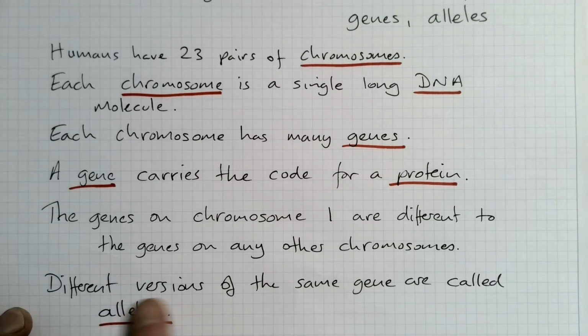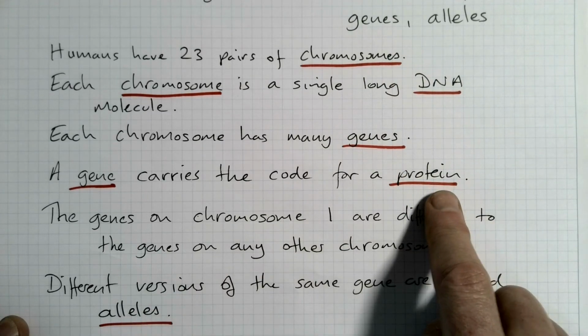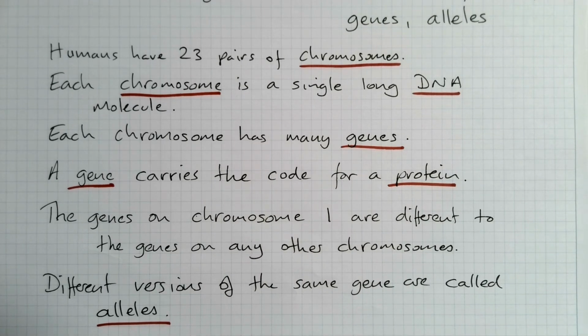And finally, different versions of the same gene are called alleles. And if there's only one copy of the gene in the human genome, then no individual can have more than two copies of that gene because they get one from their dad and they get one from their mum. And that's it. So chromosomes, DNA, genes, they code for proteins, and different versions of the gene are called alleles. That's a brief recap of what we learned and some new words. Alleles are a new word that we're going to use in our genetics.